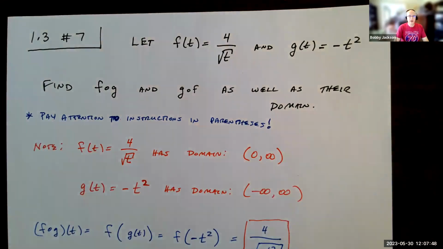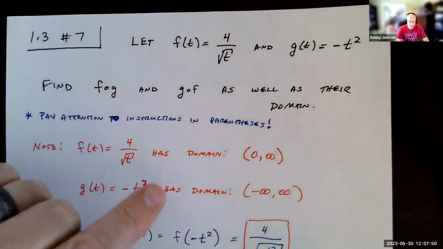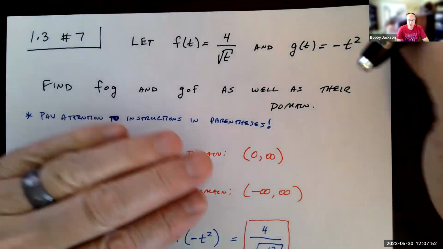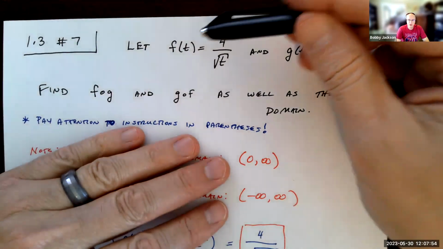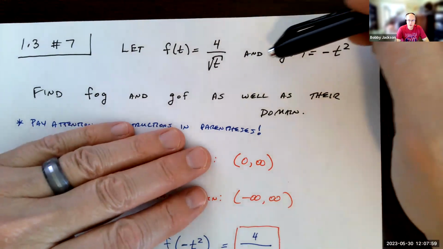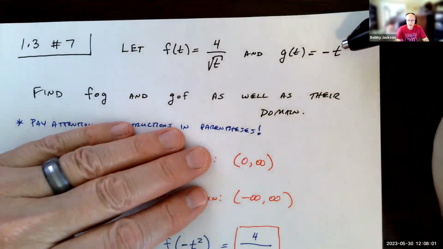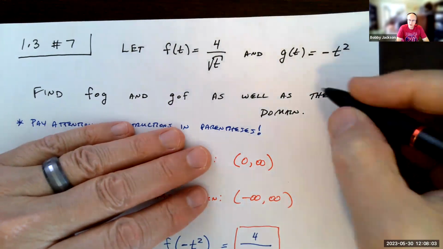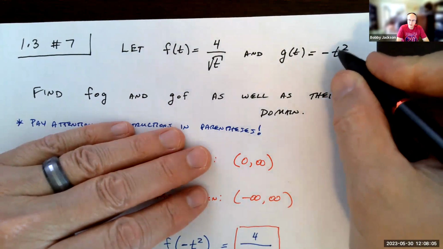Hey everyone, we're going to look at number 7 in section 1.3 of Achieve. So it's a little bit tricky. We have two functions, very similar to number 6. F of t is 4 divided by square root of t, and g of t is negative t squared. So be careful, this is -1 times t squared.